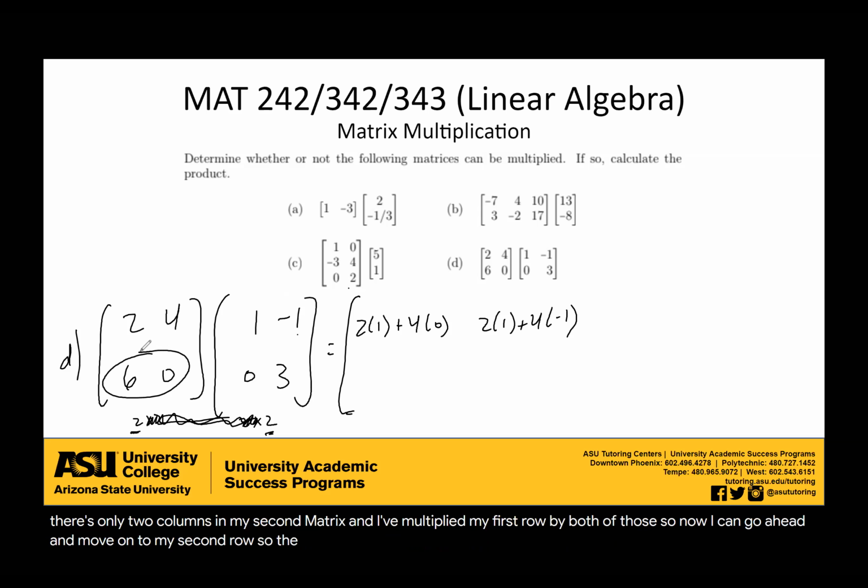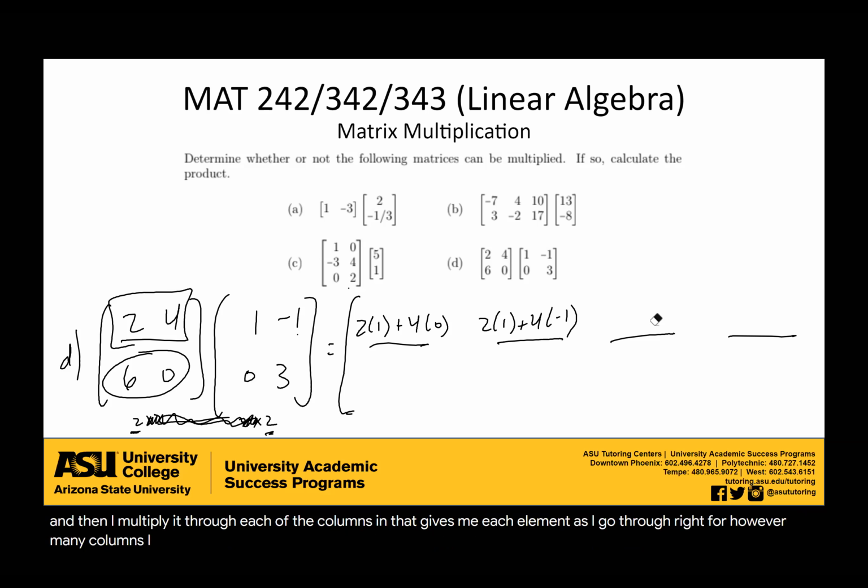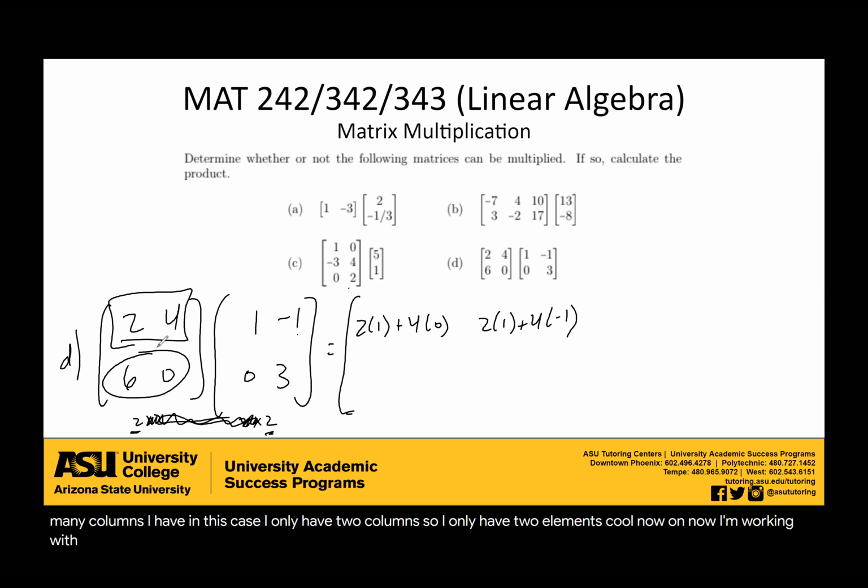So this is just how I personally do matrix multiplication. I fix a row on this side, and then I multiply it through each of the columns. And that gives me each element as I go through, right? For however many columns I have. In this case, I only have 2 columns, so I only have 2 elements. Cool, now I'm working with my second row, the 6, 0, and then I restart the process.